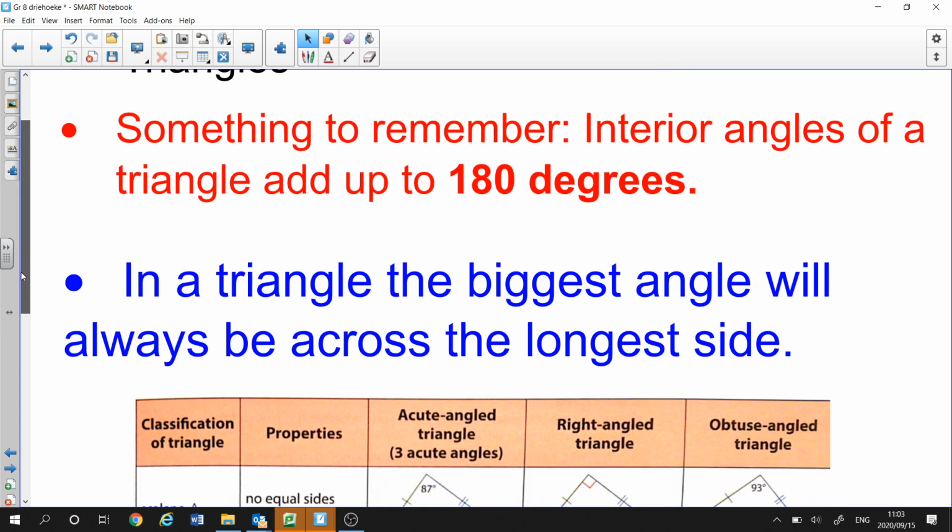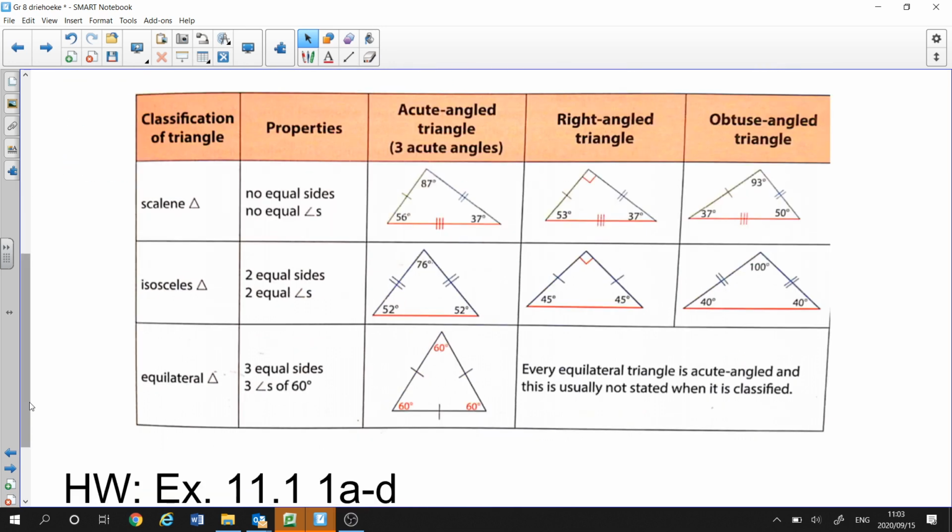So if we go to the classification of triangles, we get three triangles: a scalene triangle, an isosceles triangle, and an equilateral triangle. When we get to scalene, the property is no equal sides, no equal angles. So in all three, none of them are the same.